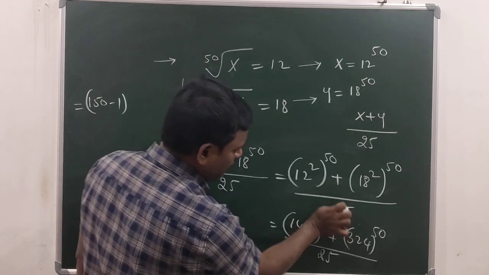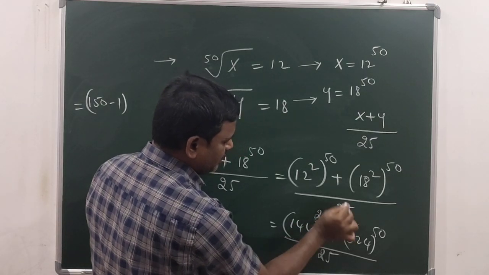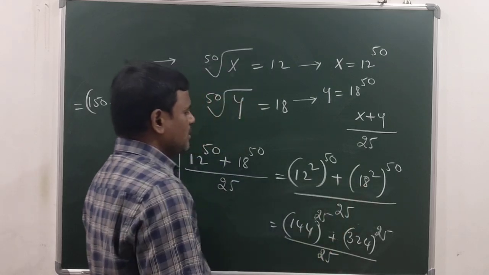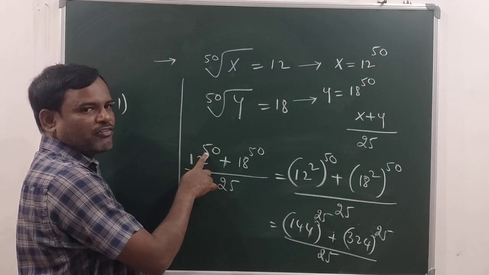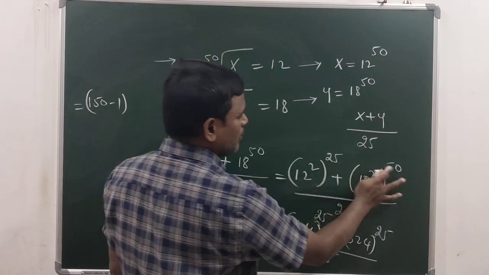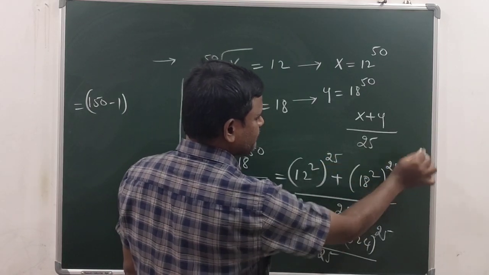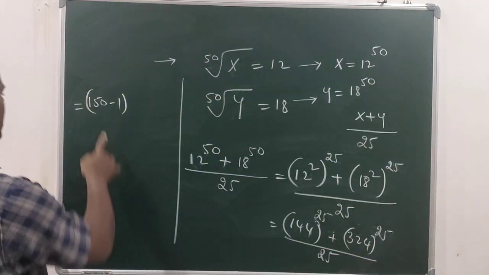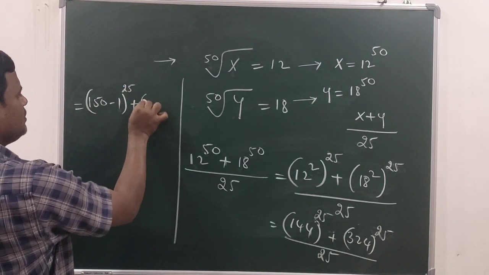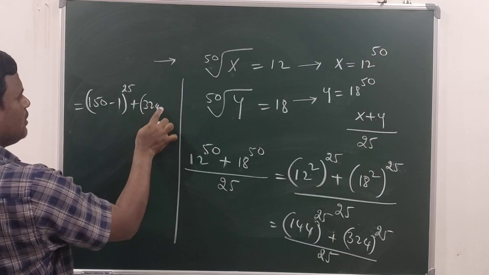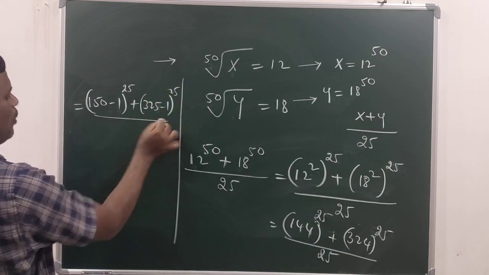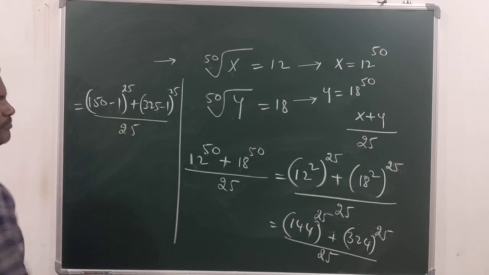So here 25 will come. Here also 25, because see students, here 12 power 50 is there. I wrote 12 square, so here whole power 25 will come. Here (150 minus 1) whole power 25 plus (325 minus 1) whole power 25, whole by 25.